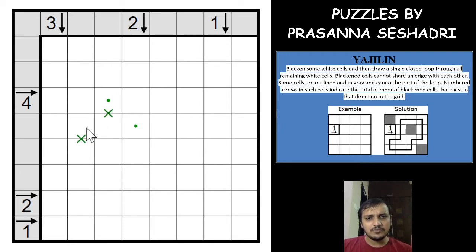And the number with the arrow indicates the number of black cells in the particular direction, right? So if there is a 2 here, there are 2 black cells in this direction, not more than 2 nor less than 2. So usually in Yajilin puzzles we have the clues, and these are called the clue cells.